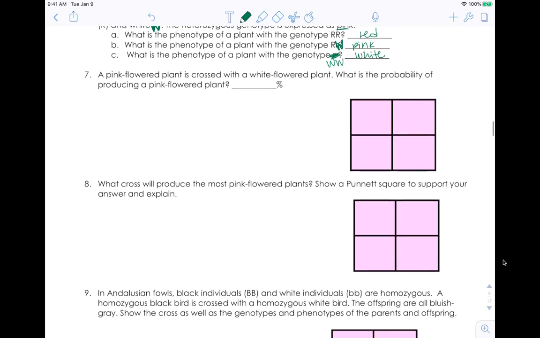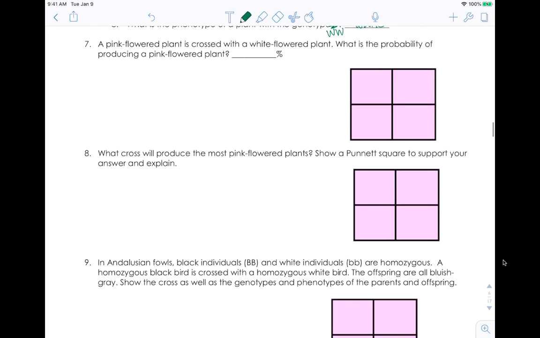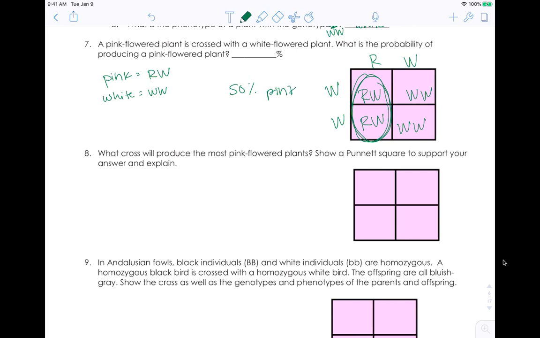Anyway, you're going to have a pink flower plant crossed with a white flowered plant. So the correct way to write pink equals this because it's the mix. And a white flowered plant would be this. Okay, what's the probability of producing pink flowered plants? Well, let's find out. So RW and WW. So we have these two are going to be pink. So we have 50% chance of pink flowers, and we have a 50% chance of what? Those are white.